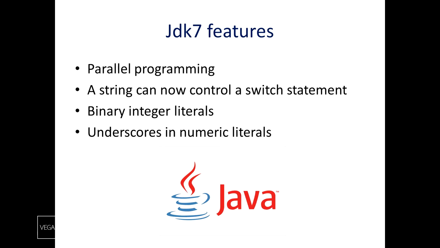So as you can see, even though the Project Coin features were considered small changes to the language, the benefits were much larger than the qualifier small would suggest. In particular, the try-with-resources statement has profoundly affected the way stream-based code is written. Also, the ability to use a string to control a switch statement was a long-desired improvement that simplified coding in many situations. Java SE 7 made several additions to the Java API libraries.